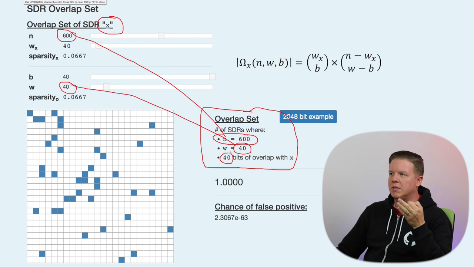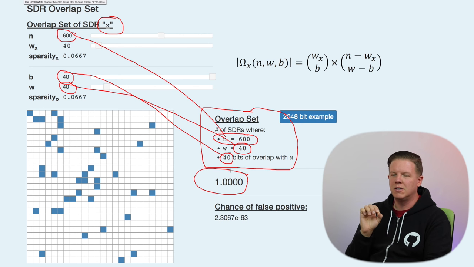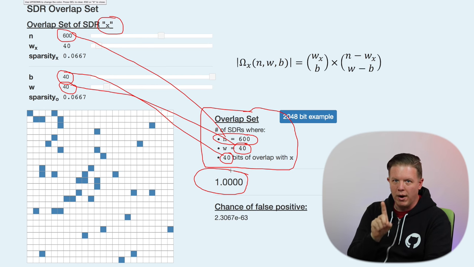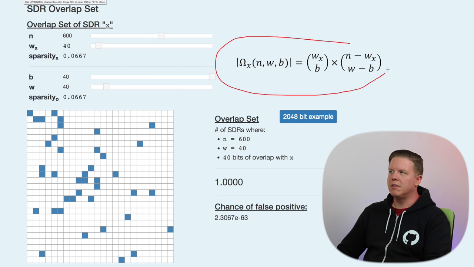And this 40 bits of overlap is coming from this B, which is how many bits we require for the overlap. In this case, you can see there is only one. For this specific SDR X, how many different ways can these bits fit into these specific spots? And there's only one way. So we have this formula here, which gives us the length of the overlap set, the size.